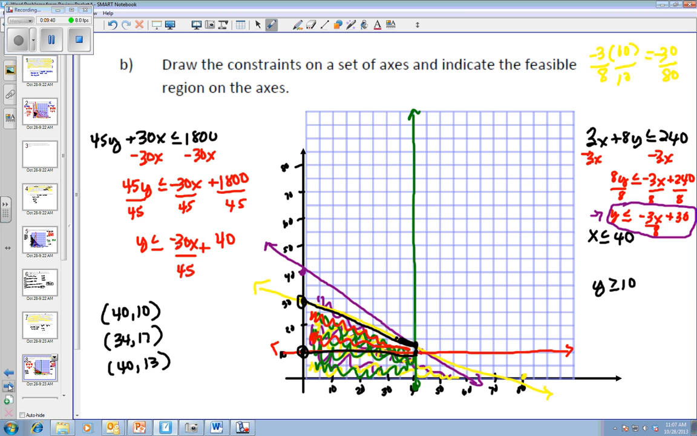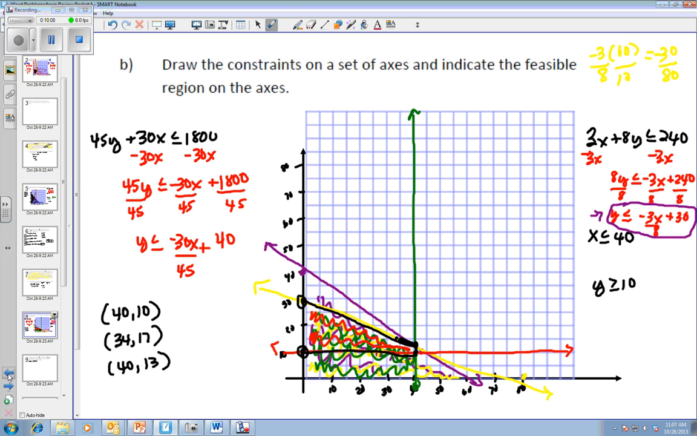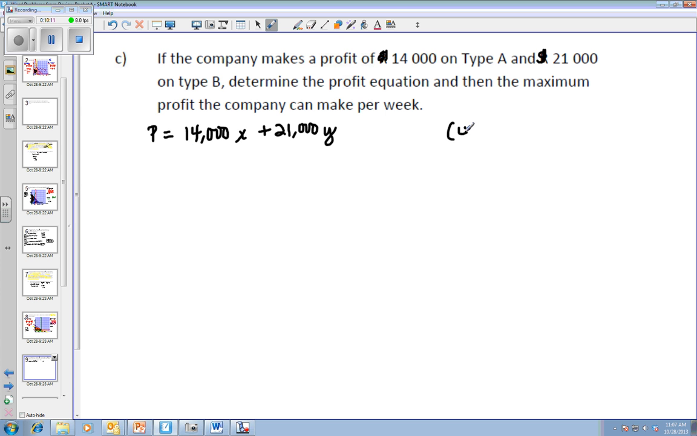All right, so let's look at the next one. If the company makes a profit of $14,000 on type A and $21,000 on type B, determine the profit equation and then the maximum profit the company can make per week. So profit equals 14,000 times x plus 21,000 times y. Then we're going to write down those ordered pairs that we had, which were 40, 10, 40, 13, and 34, 17.